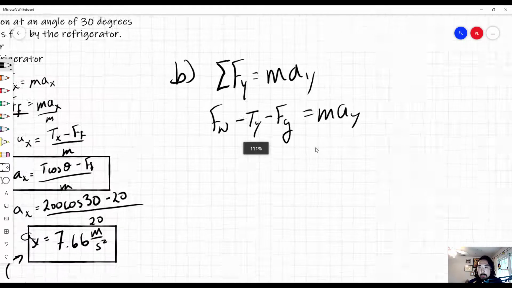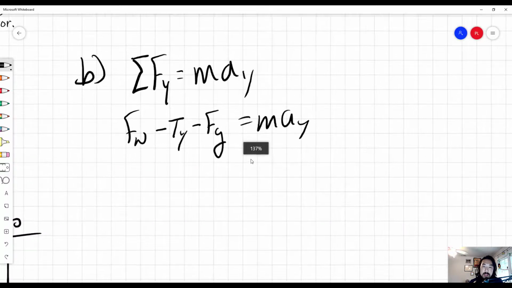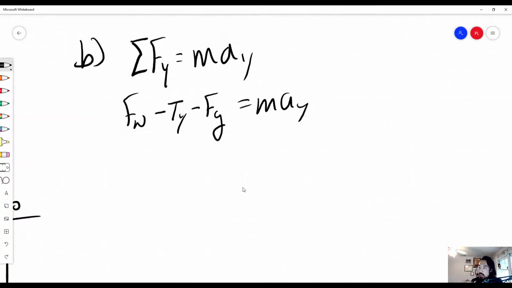Now, we got to think about this logically. Is this refrigerator accelerating in the upwards or the downwards direction? No, it's just being dragged around left to right. So we can say that this acceleration is 0, and mass times 0 gives us 0. So our equation looks something like this.